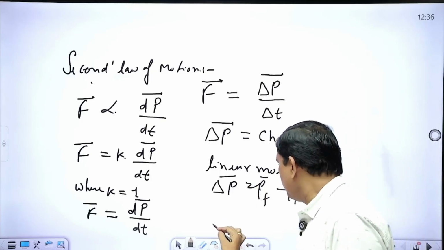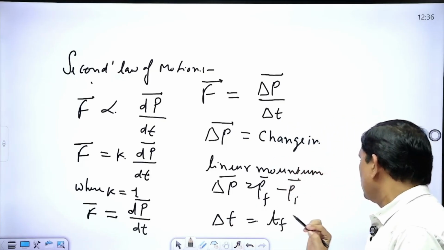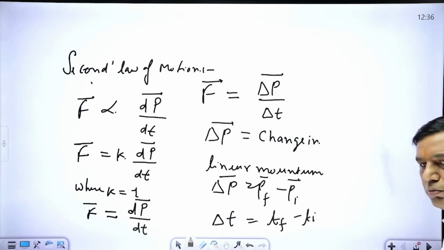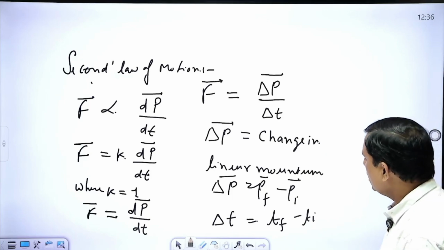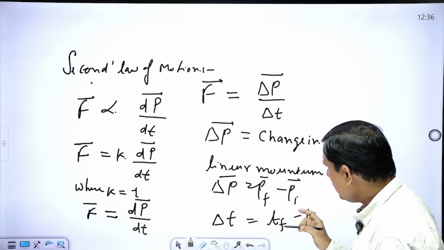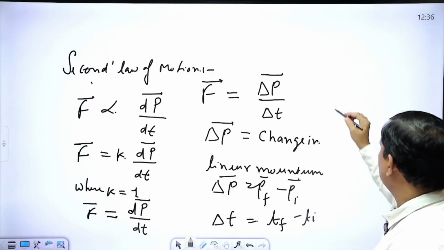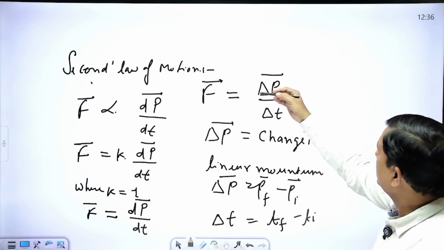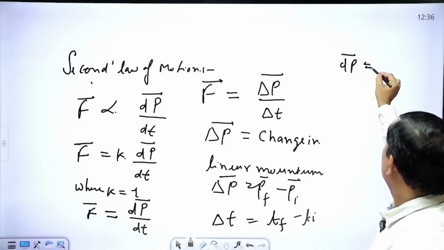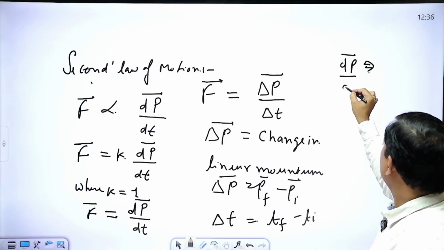Also we can write delta t equals final time minus initial time. This is also a difference between two times, final and initial. It is defined as the time interval. So dp vector upon dt is the force.